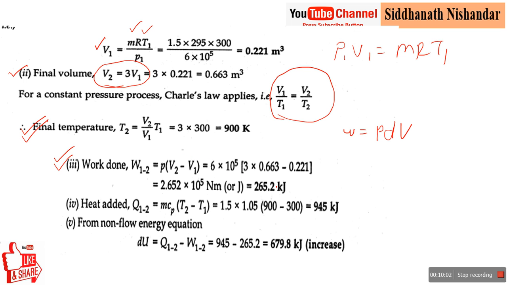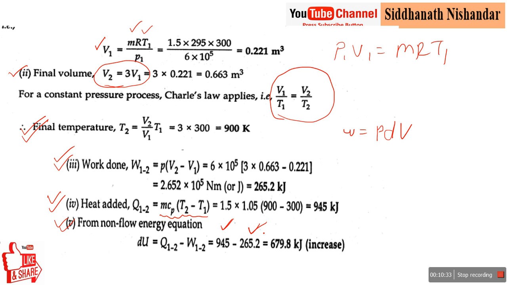Both volumes are with us. Then, for heat added, we know that for an isobaric process it is mcp delta T. M is with us, Cp is with us, and both temperatures are given. Now from the flow energy equations, there is also a change in internal energy. They ask for the change in internal energy. It is the net difference between Q and W. So we can first calculate Q and W in the previous steps.